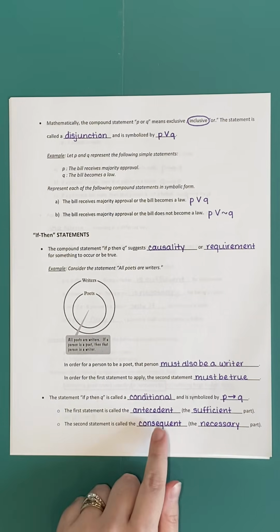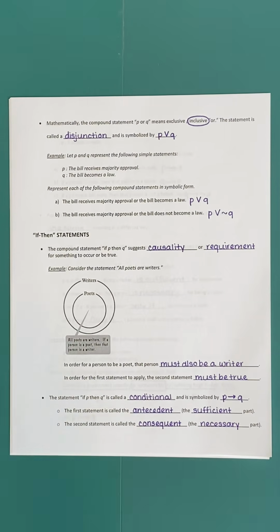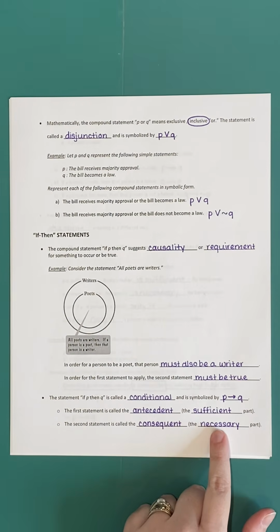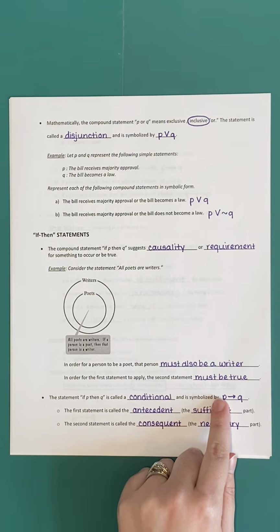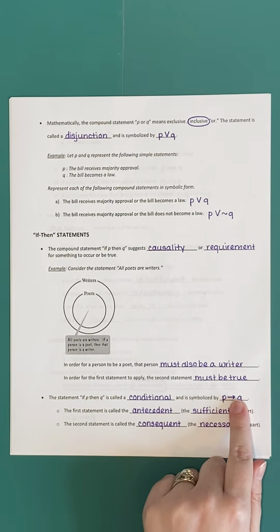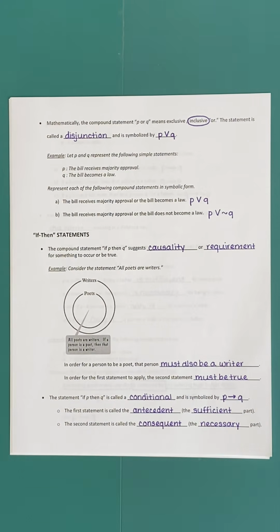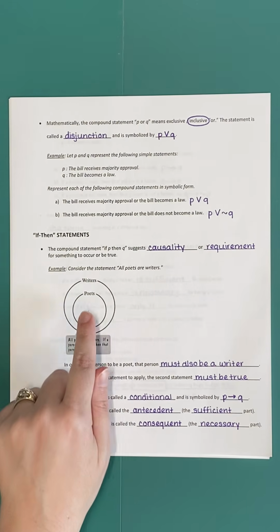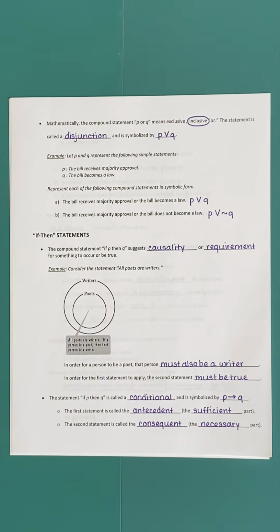Now the second statement is what we call the consequent. It's the consequence of the first one being true. It's what we call the necessary part. In order for P to be true, it must be the case that Q is already true. It's necessary for Q to be true in order for P to be true. It's necessary for someone to be a writer in order to say that someone is a poet. You can't be a poet if you're not already a writer. It's necessary to be a writer in order to say that one is a poet.